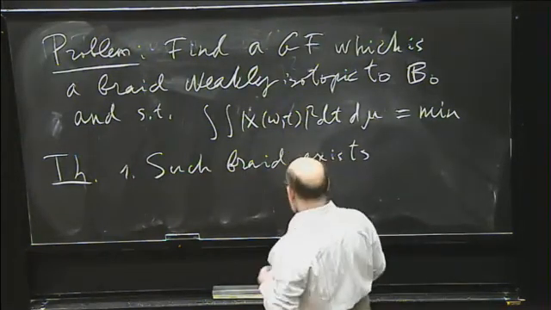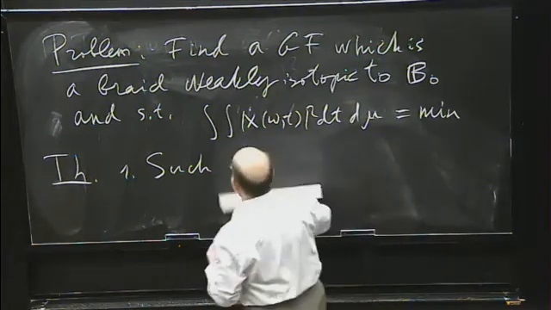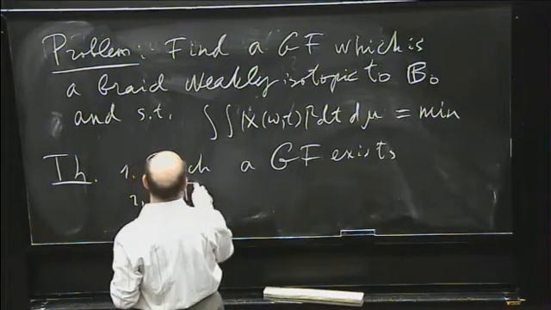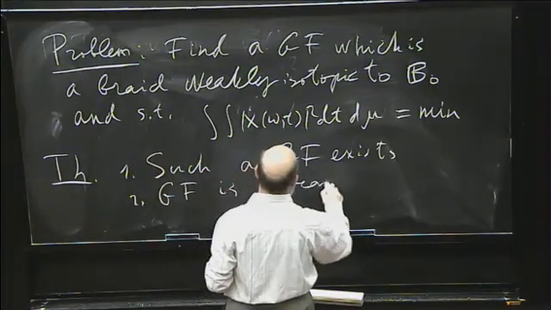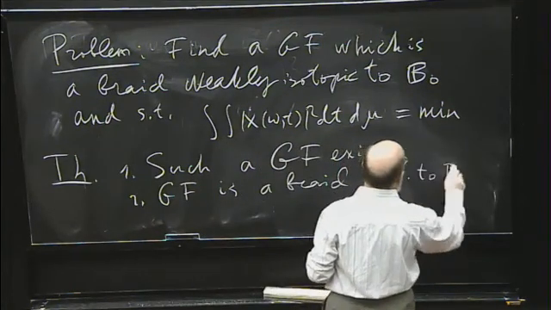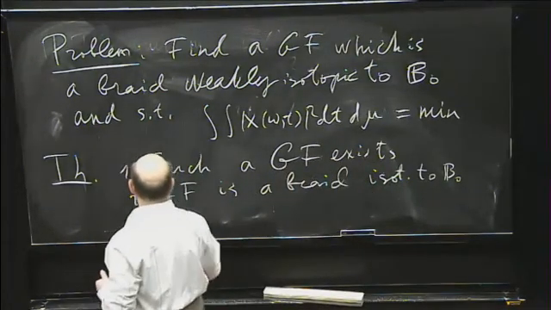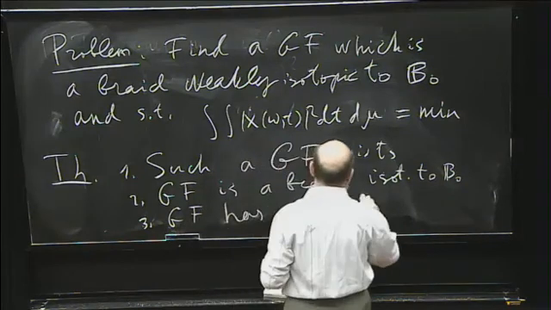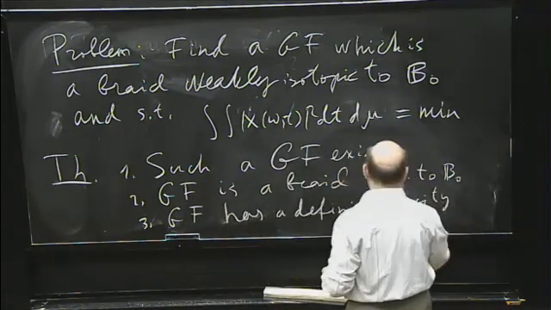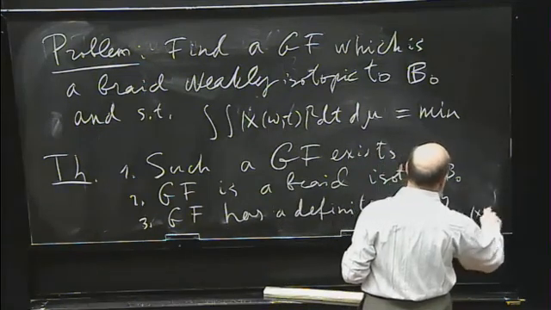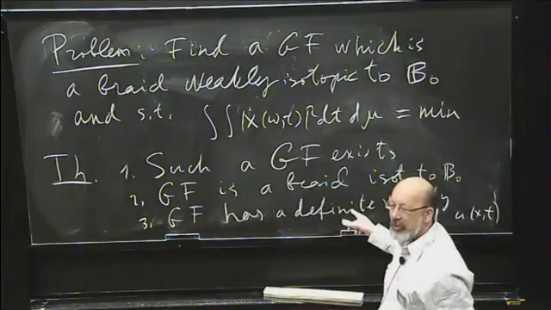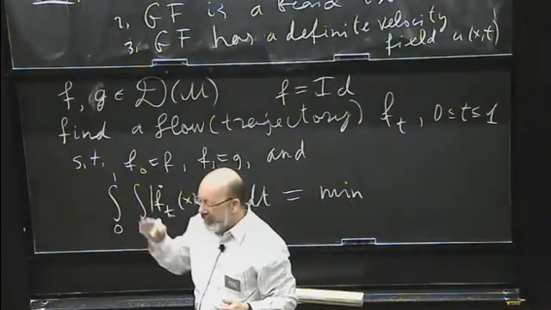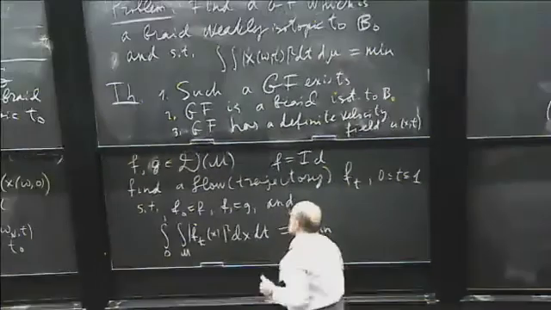GF exists. And second, GF is a braid isotopic to B0. And the third is that this braid, GF, has a definite velocity field U of xt. So it is the third condition which was written here, that for almost all xt, the corresponding velocity of the particle depends only on position and time moment.